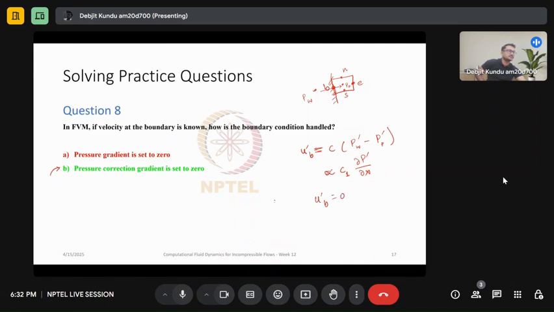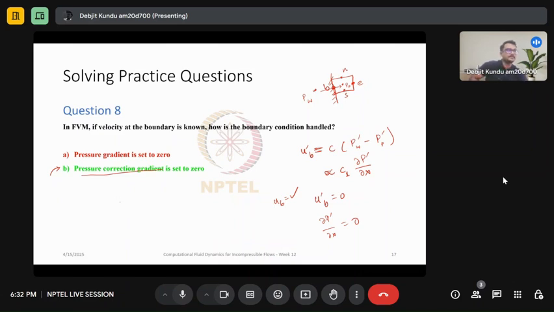Since we know the exact value of ub, this is zero, so the gradient of pressure correction also has to be zero. That's why, if we know the velocity, the pressure correction gradient is set to zero.